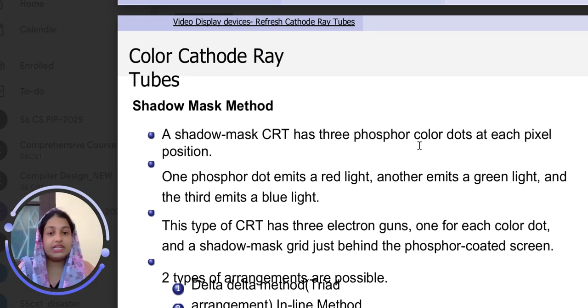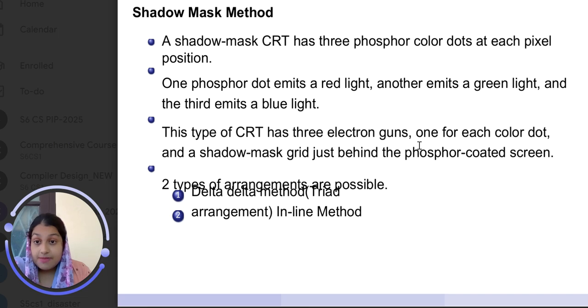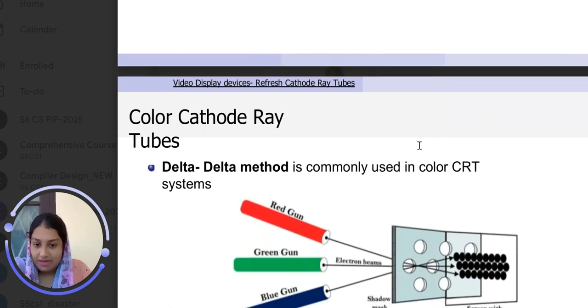Shadow mask method CRT has 3 phosphor dots at each pixel position. One phosphor dot emits red, then we have green and blue. This type of CRT has 3 electron guns, one for each color dot, and a shadow mask grid just behind the phosphor coat screen. Now, 2 types of arrangement are possible in shadow mask method, that is delta-delta method, also called the triad arrangement, and inline method.